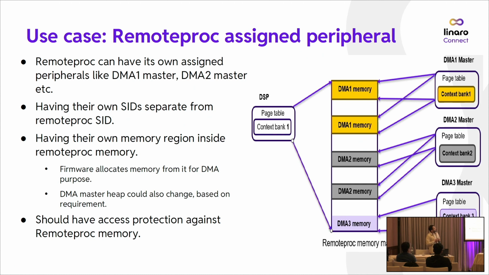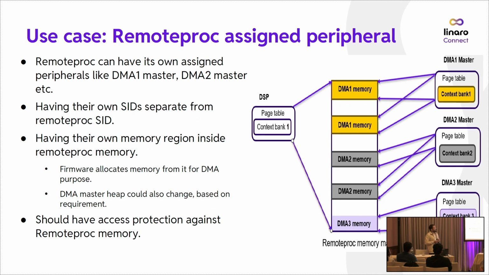The one thing I just explained is mentioned in the slide, where there could be DMA master 1 and 2, and each has its own SID, which will be different from this one. And the same firmware allocates, and this memory could be changed. That is how it has been changed in the past for Qualcomm devices. Earlier this DMA memory was a part of firmware. Now it has to be known to Linux. This use case needs to be supported when Linux runs at EL2.